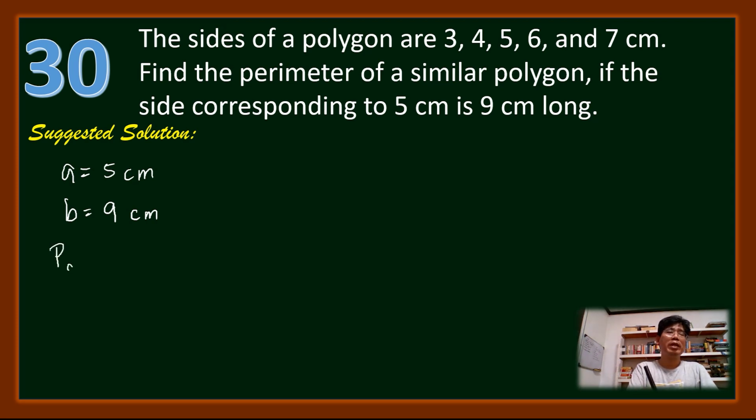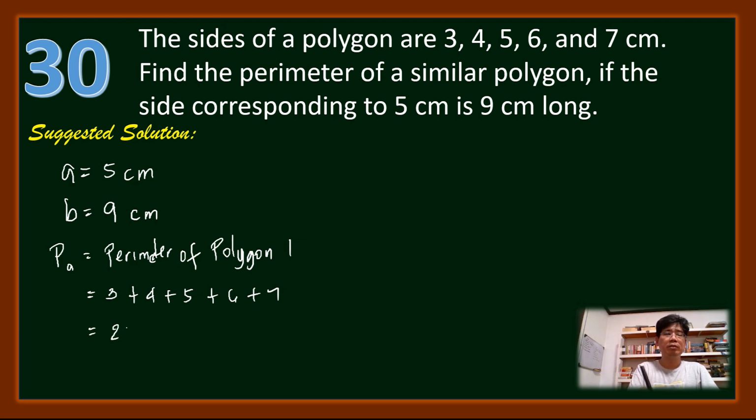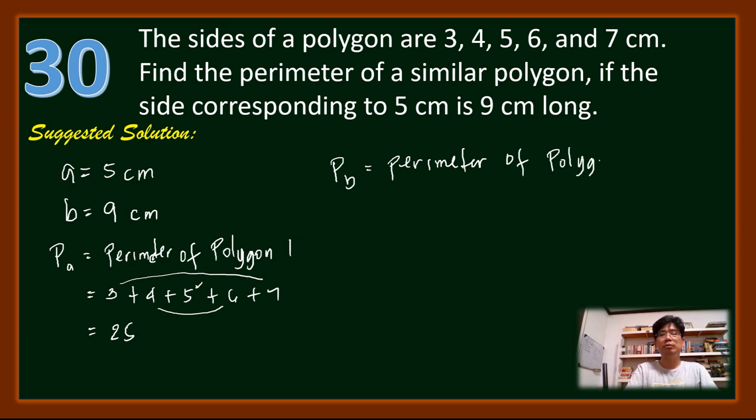Also, let P sub A be the perimeter of the first polygon. Let's call it polygon 1. Then this is equal to 3 plus 4 plus 5 plus 6 plus 7, and this is equal to 25. 3 plus 7 is 10, 4 plus 6 is 10, and then plus 5, 25. Also, let P sub B be the perimeter of the next polygon or the similar polygon. Let's call it polygon 2.